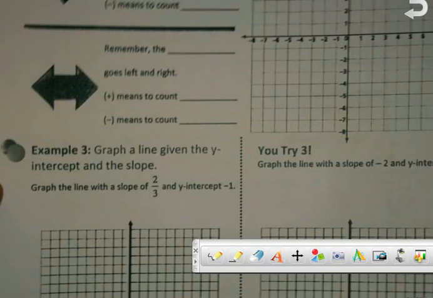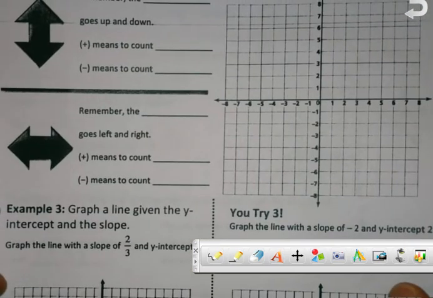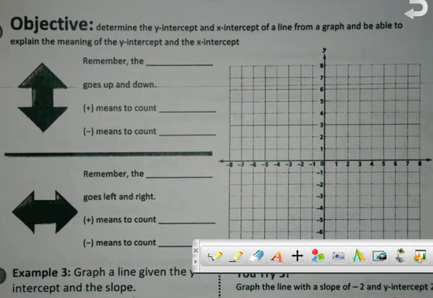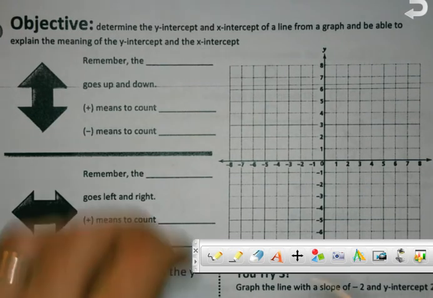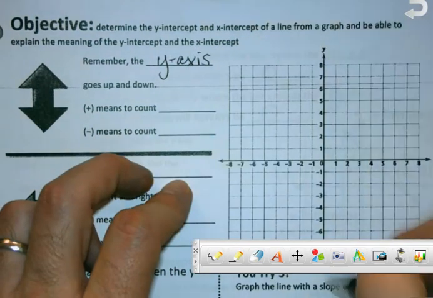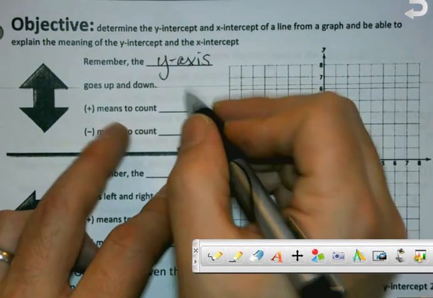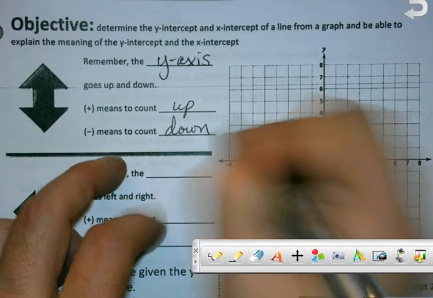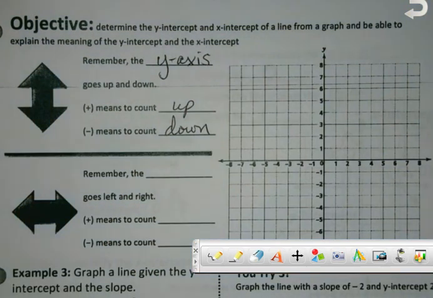So I think one more part here. We're going to learn a little bit about the graphing part. We're going to get a little bit deeper into this, just a bit. So here's our deal when we get to the back here. A couple of reminders. First, the y-axis is the one that goes up and down. If it's positive, we're going up. If it's negative, we're going down. Okay?